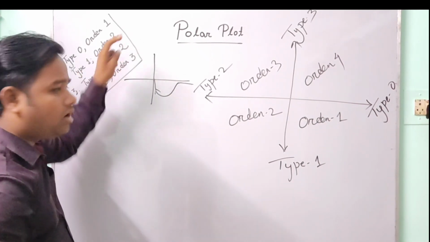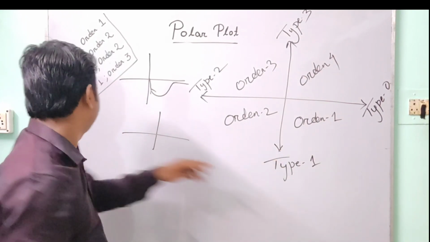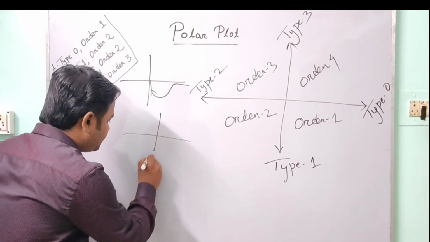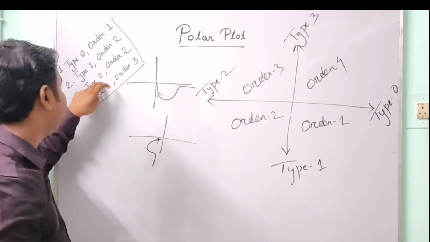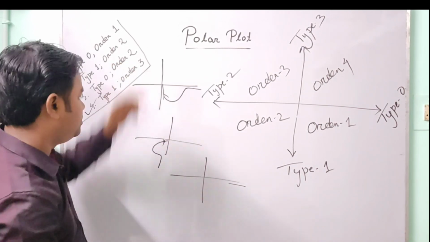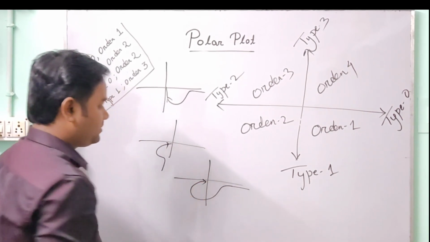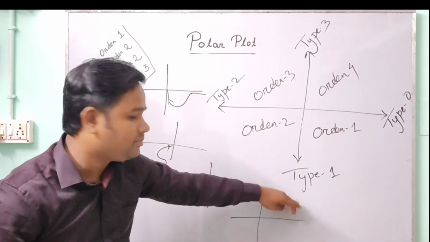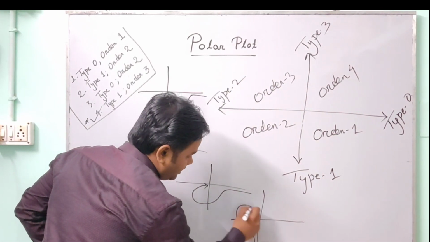Next one, type 1 order 2 system. The type is 1, that means it starts from this place and ends with order 2. Order 2 means it will end in this region. That means it will start from here and end here. It is for type 1 and order 2 system. Next one is type 0 order 2. Type 0 means the starting point is here and order 2 means it will end in this region, so it will end here. And the last one is type 1 order 3 system. Type is 1, so it starts here and ends with order 3. Order 3 means this region, so it will end here.